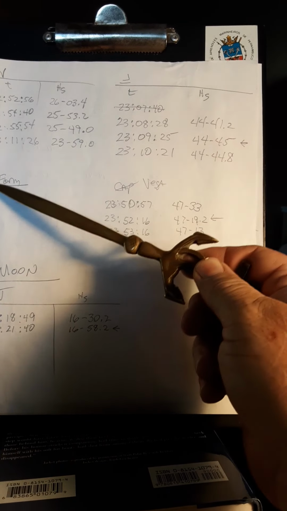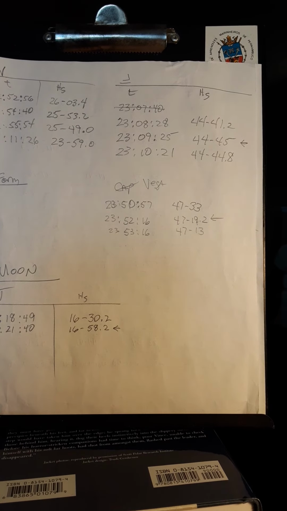I tried to shoot Altair here, and clouds, haze, I lost the horizon. I couldn't do it. I couldn't get it down. I couldn't find it to bring it down to the horizon. Couldn't see. Anyway, so I had to cancel that one.